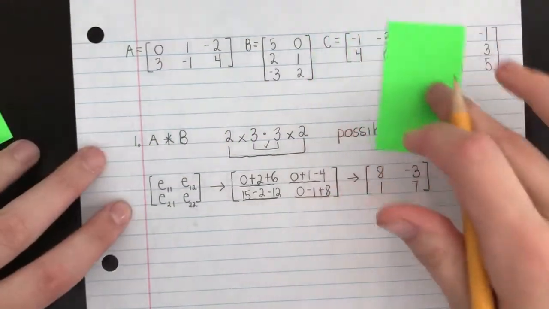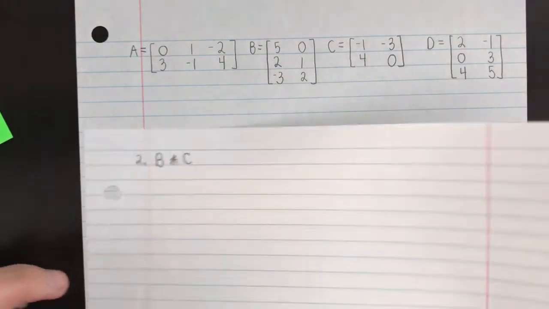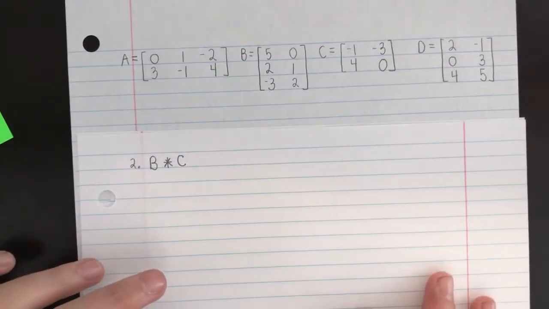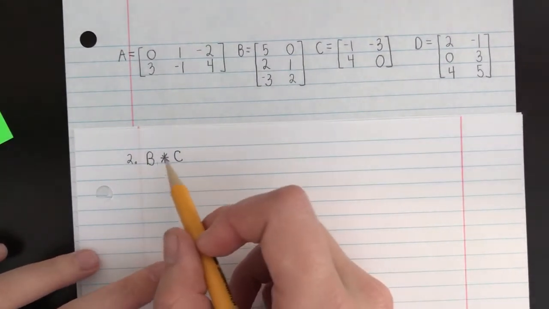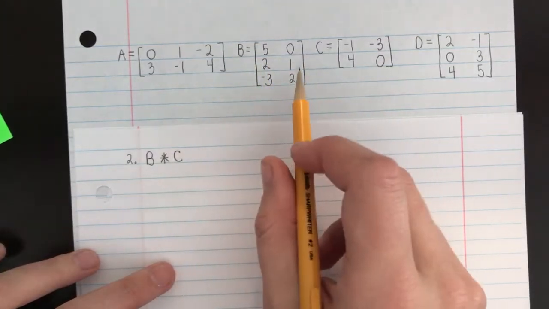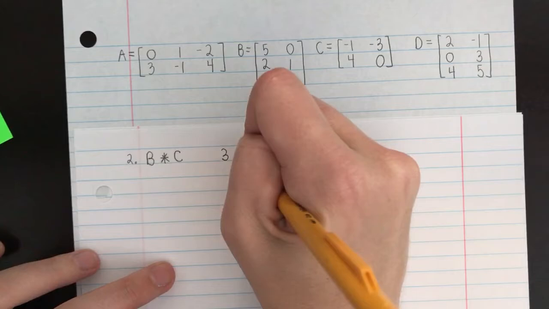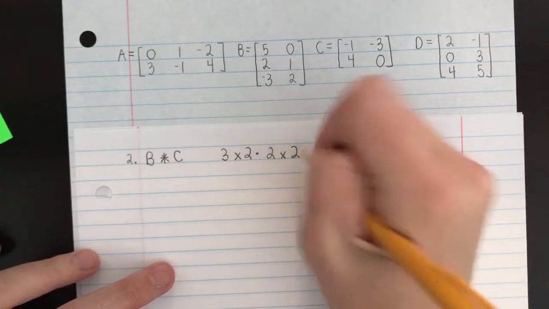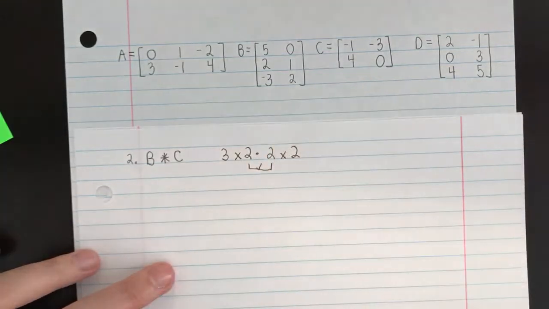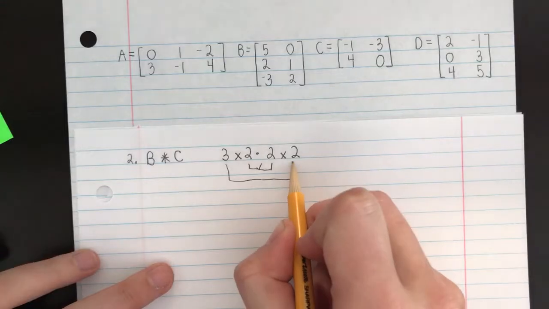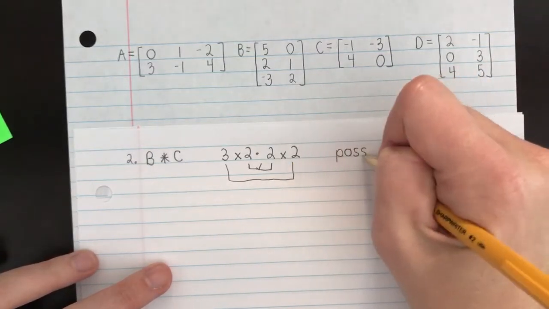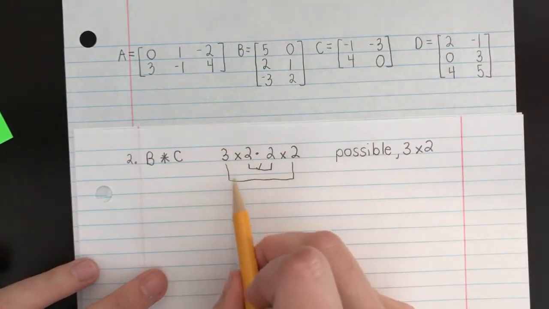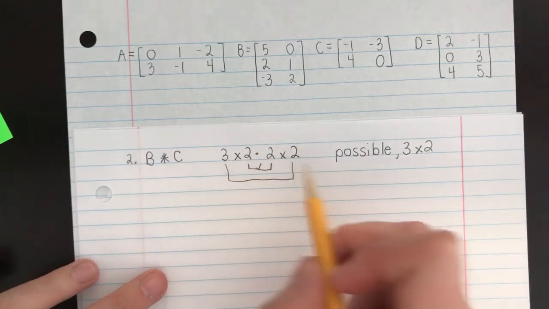All right, let's practice another one because I know it is very, I guess tedious is the best word, so there's a lot of steps to follow and order to follow, so let's make sure we've got it. So number 2, B times C. So matrix B is a 3 by 2, and matrix C is a 2 by 2. So this right here tells me it's possible, okay, and this right here tells me what size my answer will be. So it is possible, and my answer will be a 3 by 2, okay? That tells me it's possible, that tells me what size my answer will be.